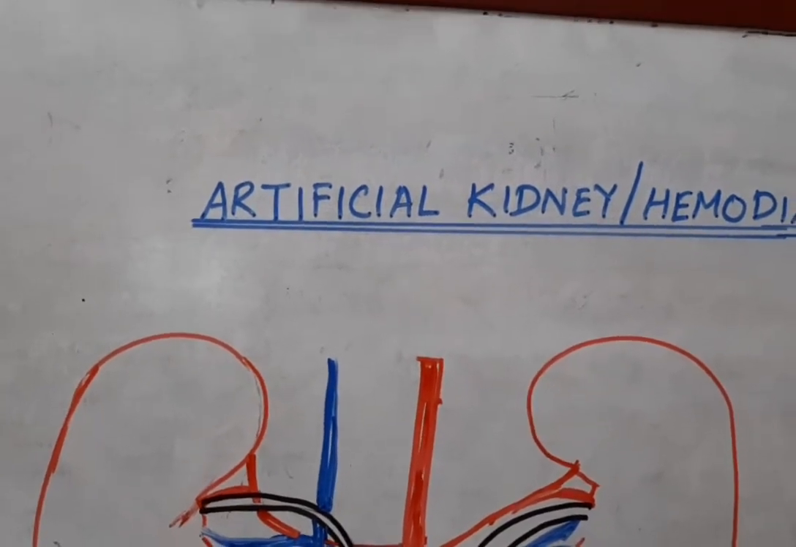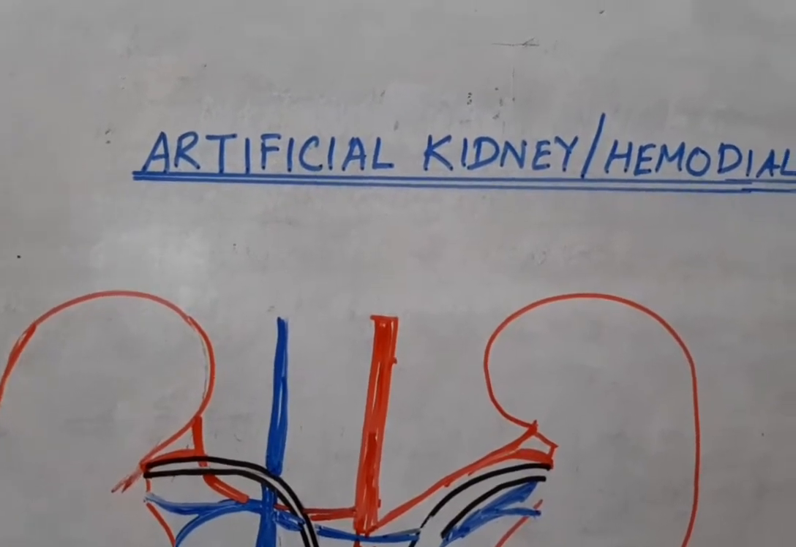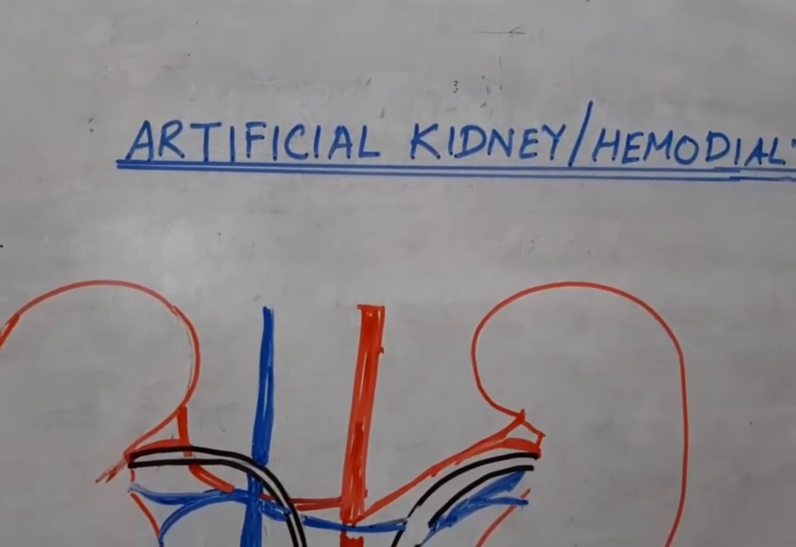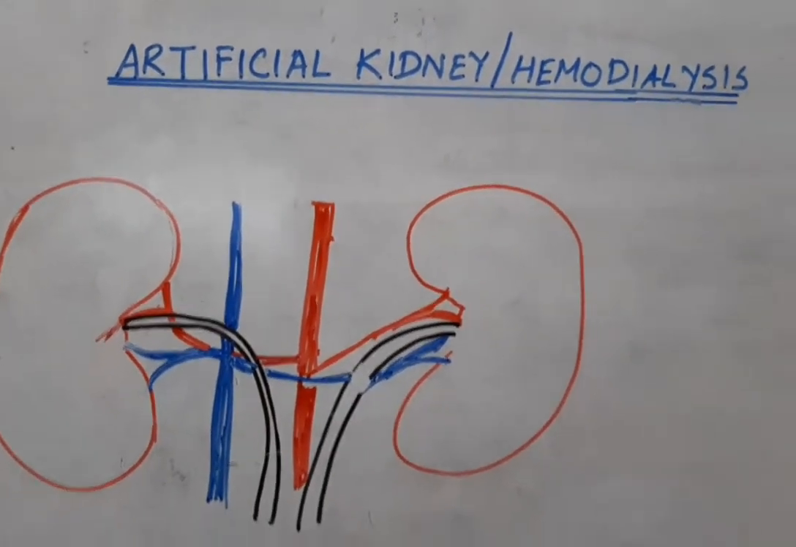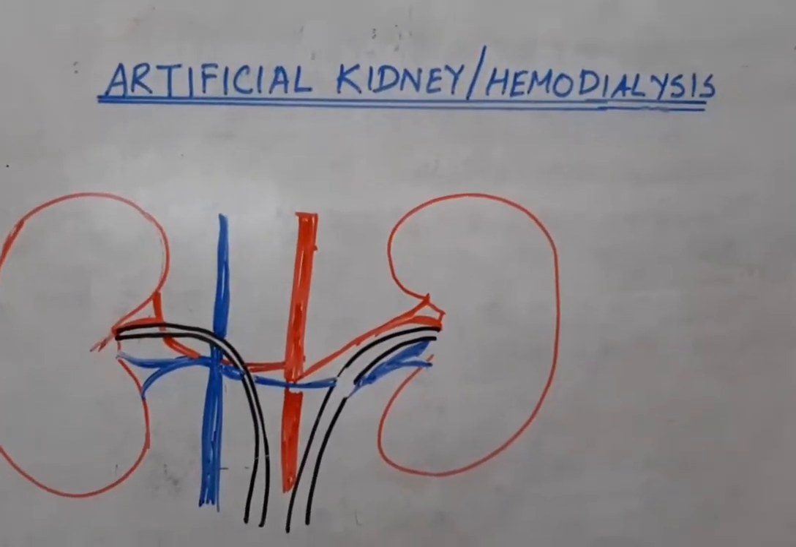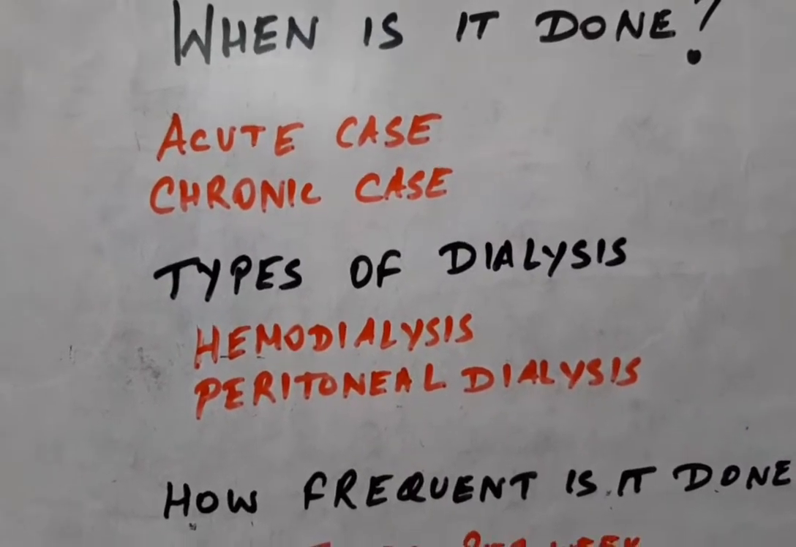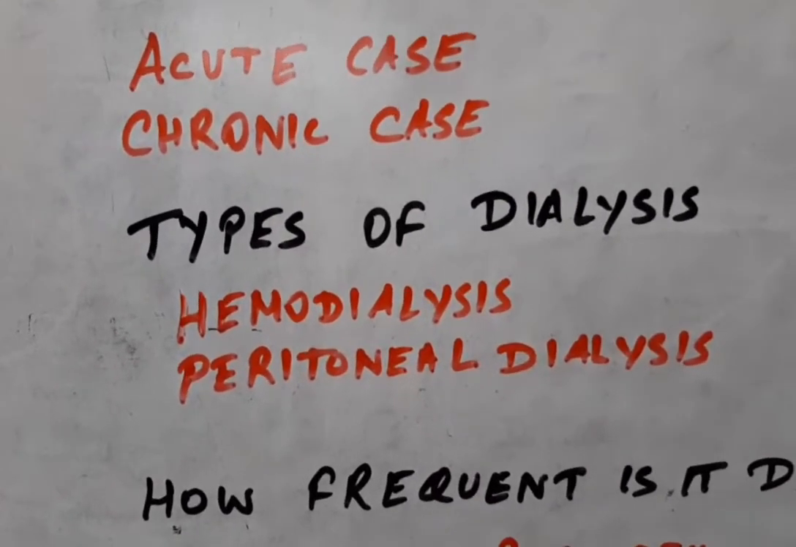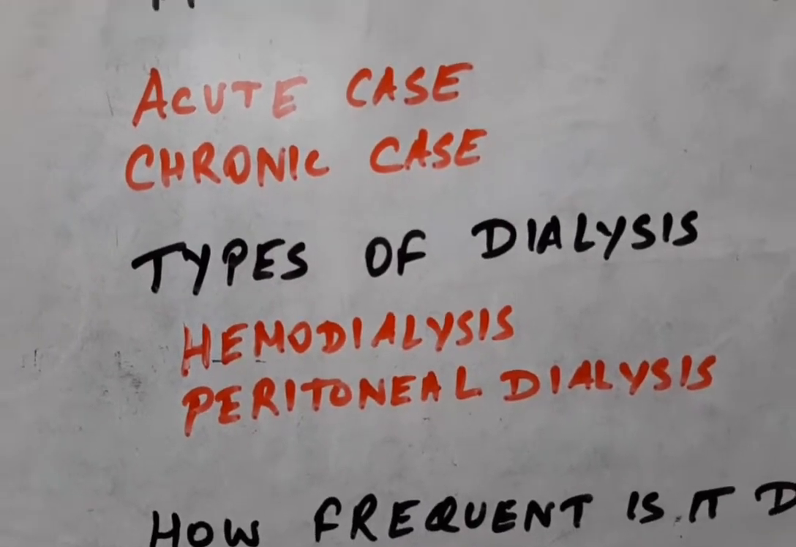Now, it is done for both acute cases, that is temporary cases, as well as chronic cases, that is permanent cases of kidney failure. So, these are the two cases when hemodialysis is done. Now, what are the types of dialysis? Dialysis can be of two types, hemodialysis and peritoneal dialysis.